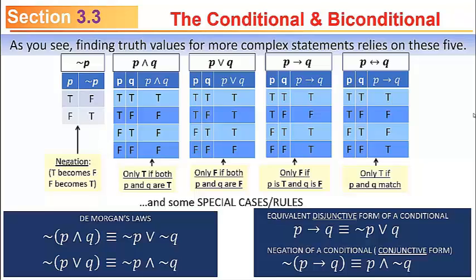And then we've added these special cases. From Section 2, we had De Morgan's laws, and from our just immediate discussion, we added 2 more from Section 3.3, and those are the equivalent disjunctive form of the conditional and the negation of a conditional, which puts it into conjunctive form. In other words, disjunctive form is the one with the or, and conjunctive form is the one with the and. So this page summarizes pretty much the basic tools for sections 1, 2, and 3.